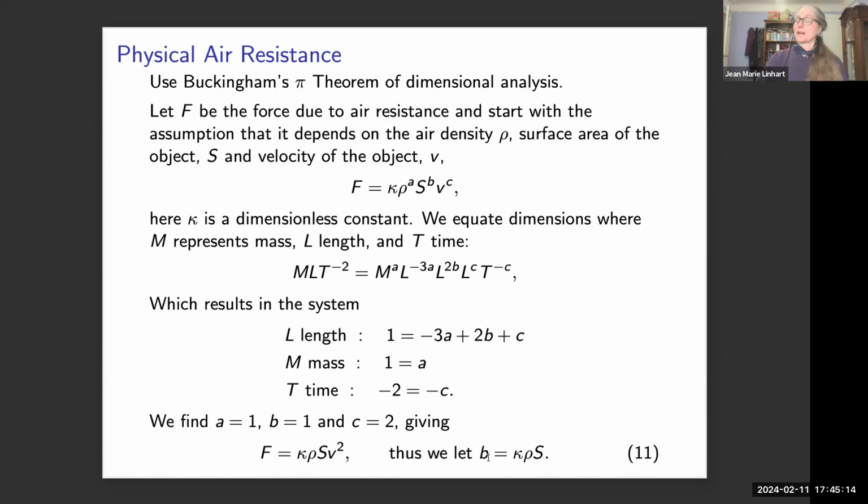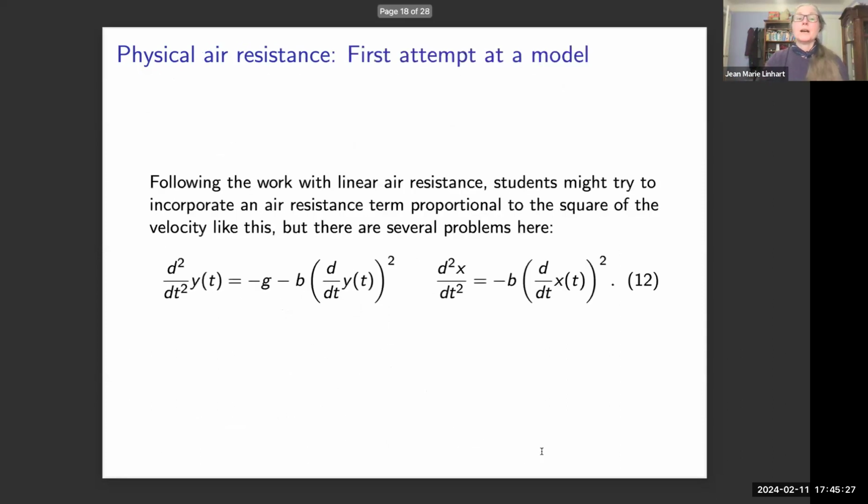We let B, our air resistance parameter, involve the kappa, the rho, and the surface area. So the air density and the surface area are, of course, going to get tied up into our constant that represents the force due to air resistance. At this point, we need to put our model together, and following the work that we've done in the prior models, especially with linear air resistance, if students try to put models together, often they will make those models look exactly like what we've got here.